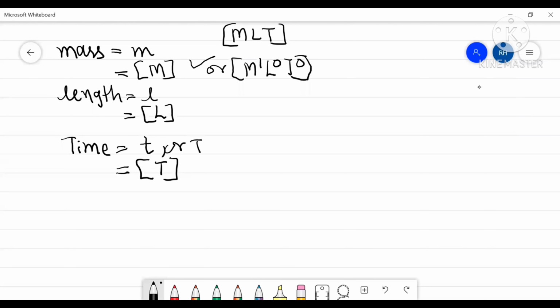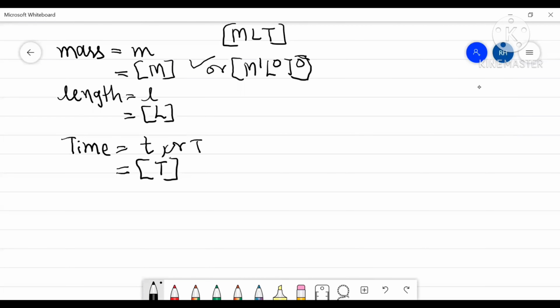This is a basic thing. And if you consider temperature and current, those physical quantities are also written in capital letters. But basically MLT form is used. Now here the power indices are there, and the indices rule is applied for it.